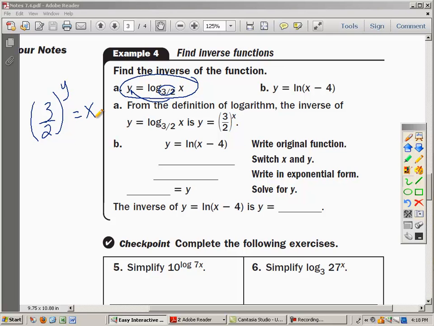Now, to find the inverse of a function, remember, we interchange the x and the y, and then we solve for y. When I interchange the x and the y, this becomes 3 over 2 to the x is equal to y. And so from the definition of the log, y equals log base 3/2 of x is basically going to give us y equals 3/2 to the x power. Again, keep in mind, we switch the x and the y around. So what we're saying now is the inverse of log base 3/2 of x equals y is the exponential growth function y equals 3/2 as my base to the x power.